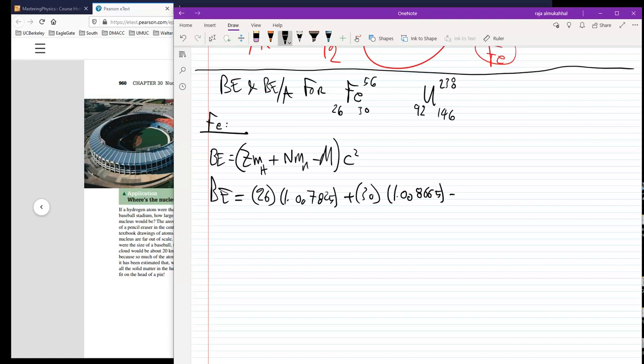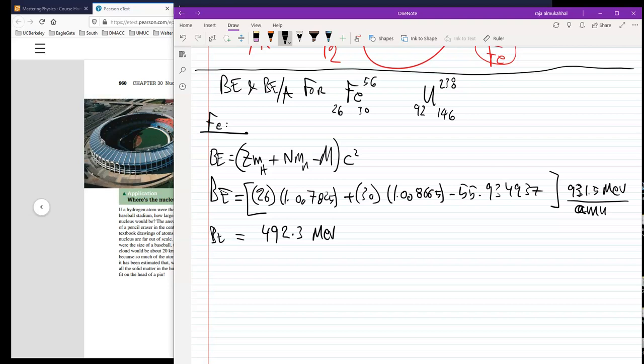And when you look it up, the atomic mass, you just look up the atomic mass of iron. You can actually Google it. Just write atomic mass of iron. You'll get that number. Here is the number that I have: 55.934937. And there we go. You take that and you multiply that by what? By c squared, which is 931.5 MeV per AMU, right? Everybody got that? Then we just plug it in, and you'll end up with a whopping 492.3 mega electron volt. This is the binding energy for iron.